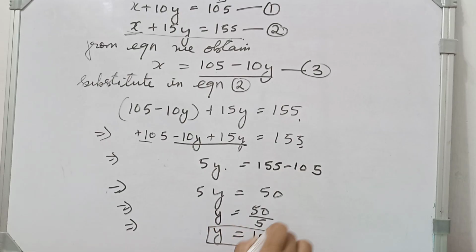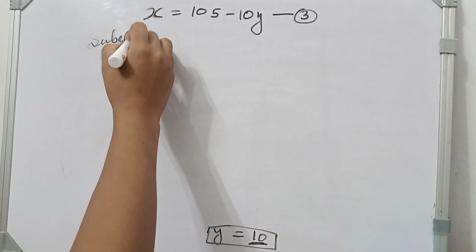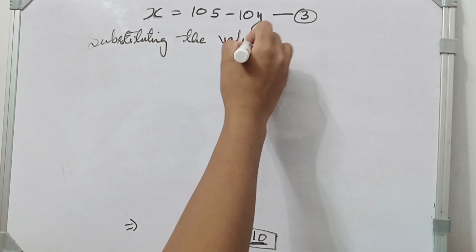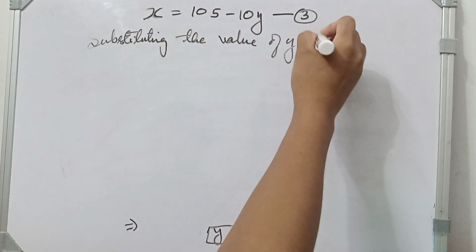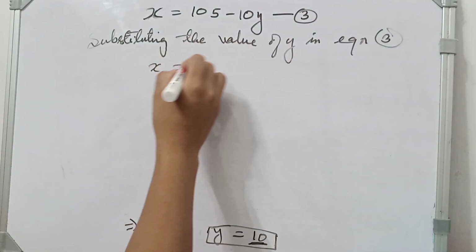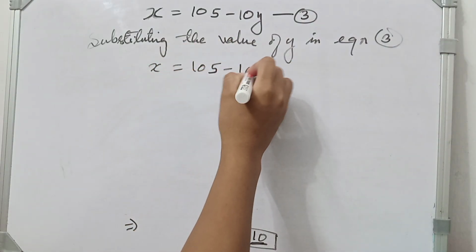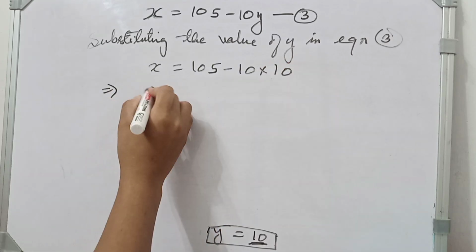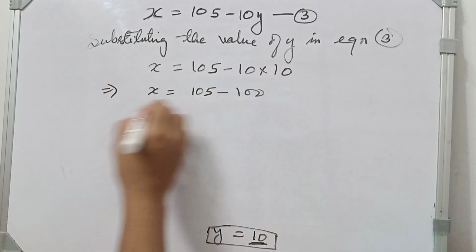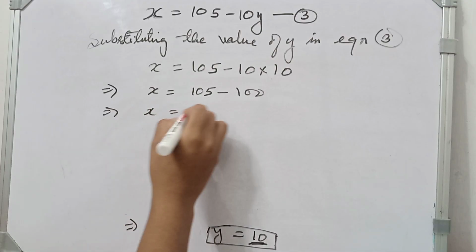Now put the value of y in equation 3. Then x is equal to 105 minus 10 into 10, which is 105 minus 100. Then x is equal to 5.